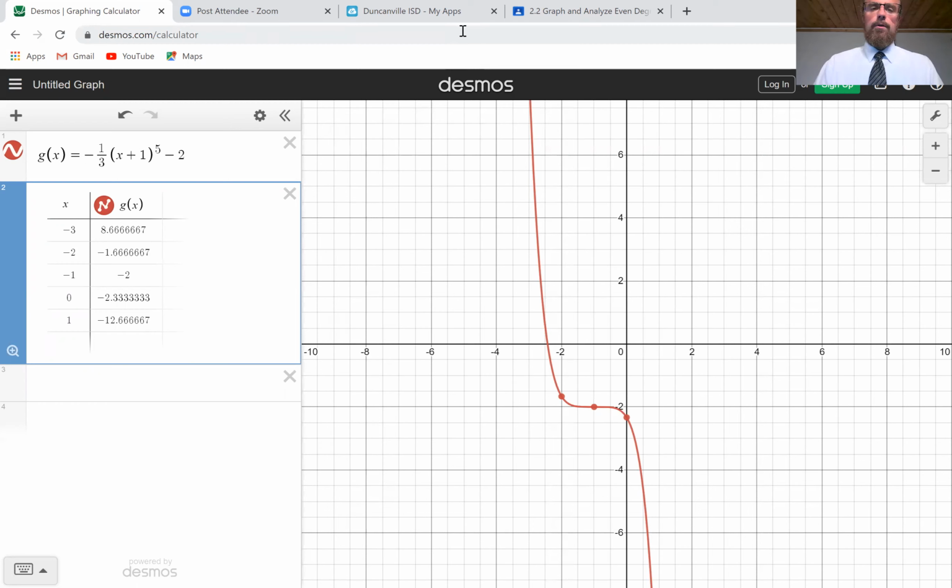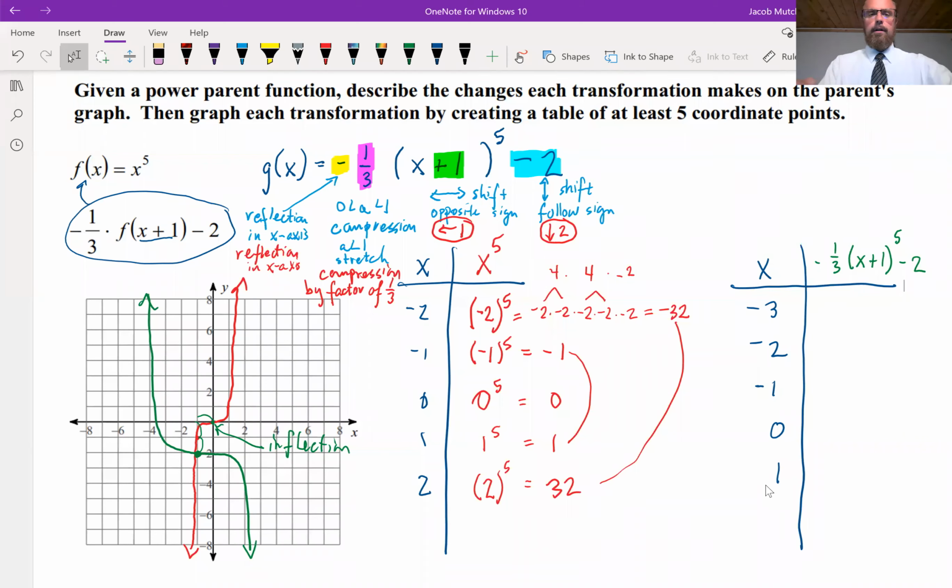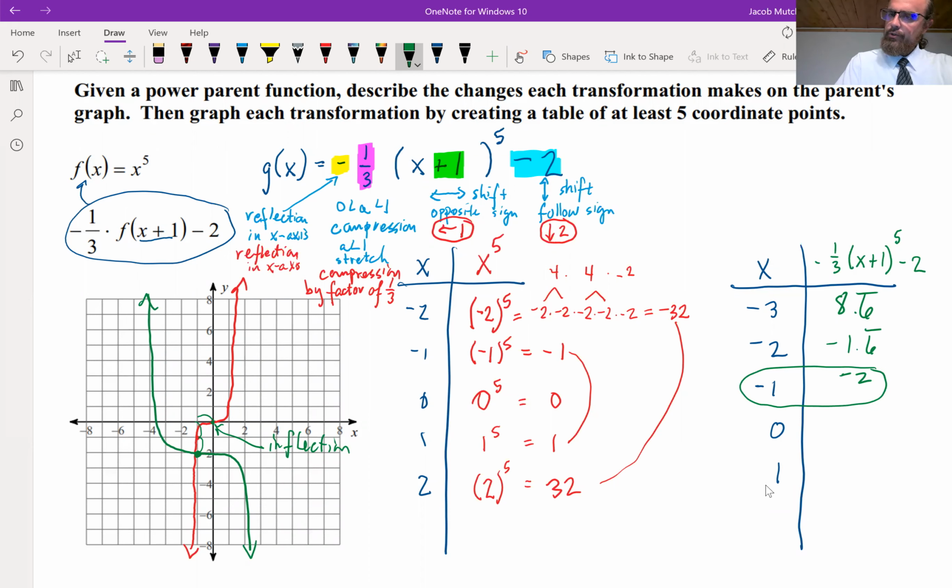I'm going to head back to my notes screen to finalize my graph. So let me fill in our table here with what we saw. So 8 point repeating 6 is at -3, -1 point repeating 6, -2, -1, -2. Notice you can see that left 1 down 2 in that inflection point because it was at the origin to begin. 0, -2 point repeating 3, and then 1, -12 point repeating 6. That's probably off my graph, but let's see how our prediction went.